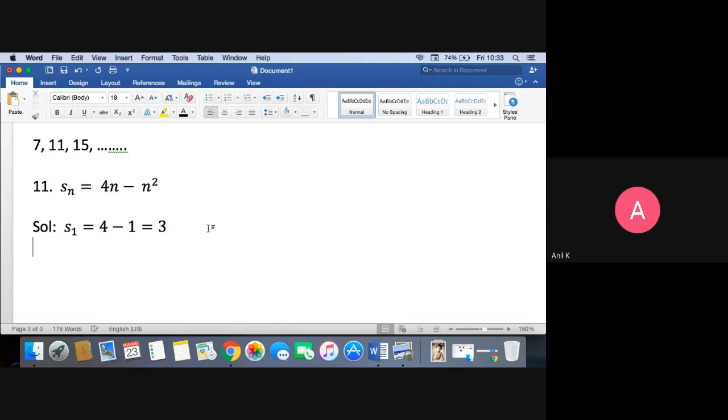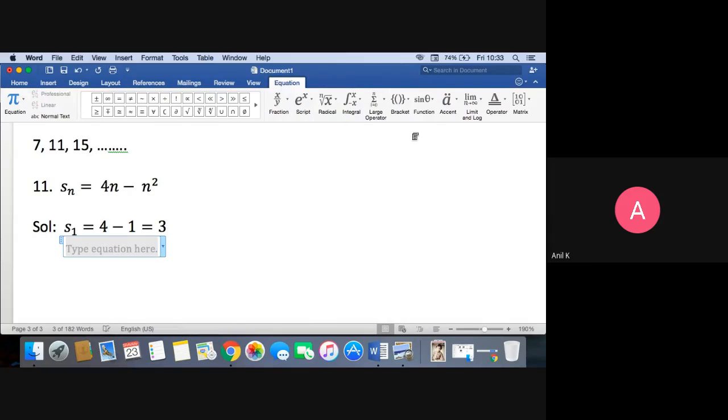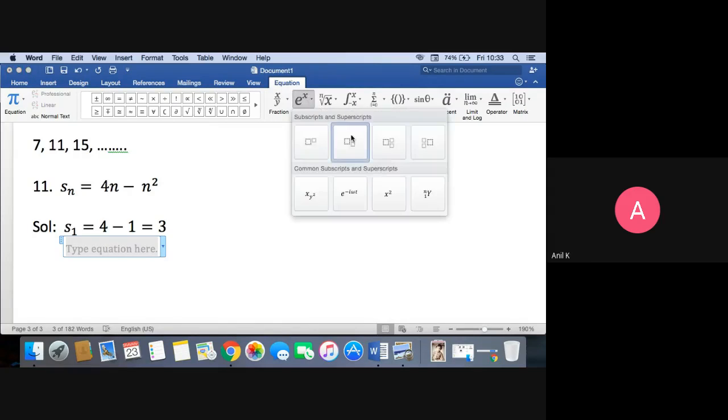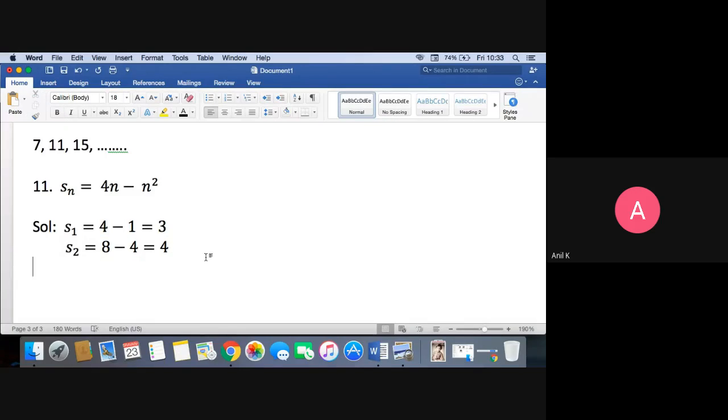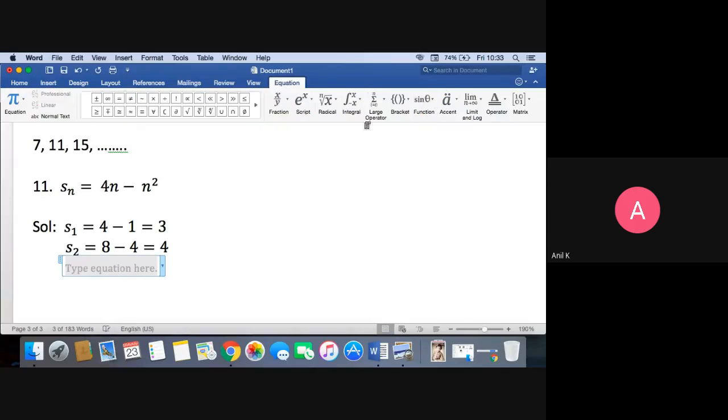Similarly, I'll find S2. S2 means substitute and tell me what you get as the S2 value. Substitute n equals to 2. S2 equals 4 into 2 is 8 minus 2 square is 4. So 8 minus 4 is 4. This is my S2 value. Then I'll find S3.